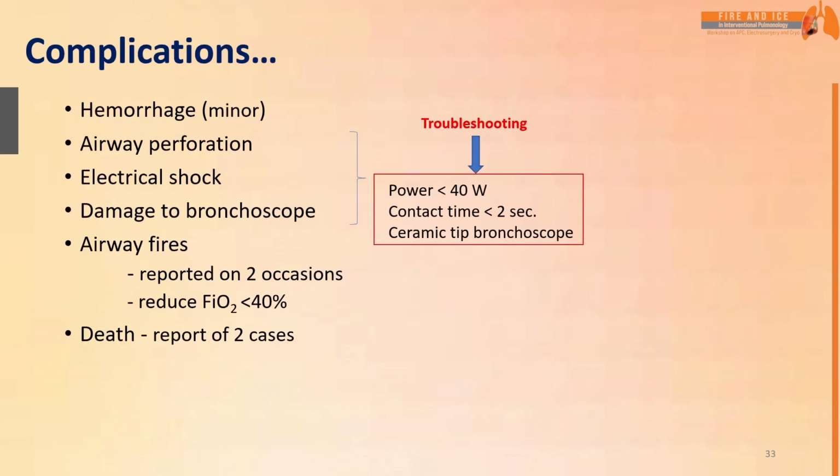And there are minor complications: hemorrhage may occur. This is minor hemorrhage. There may be airway perforation, electrical shock, and damage to the bronchoscope. We can minimize this by measures like keeping power below 40 watts, contact time less than 2 seconds, and using a ceramic tip bronchoscope. Airway fires can be minimized by keeping the FiO2 below 40%. Two reports of death were there, but it is unclear whether it was due to the procedure or other causes.